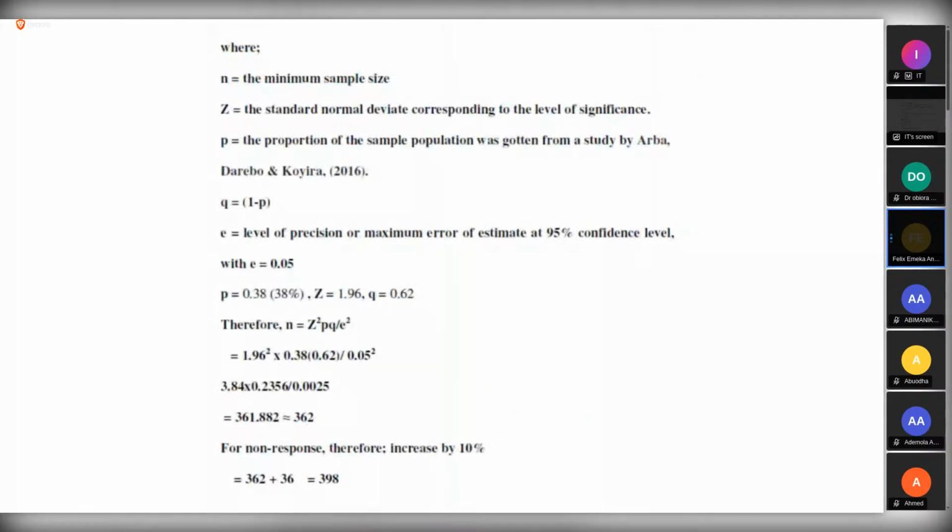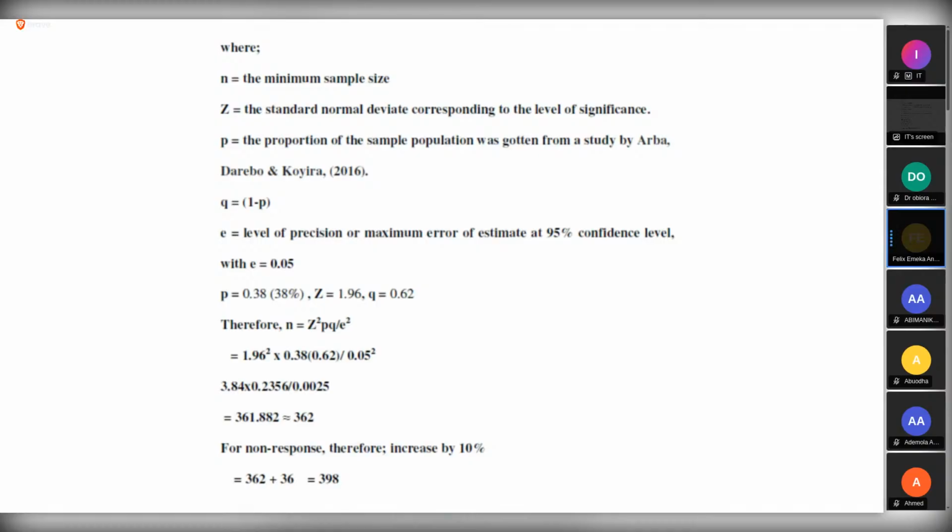If you look at the formula in the next slide, you will see that everything is a constant. The only thing that changed is the P. Our Z is still 1.96. Then for our P, we are now stating where we got it from, the study that I just showed you. Then Q is 1 minus P. The tolerable error is 0.05. So you put everything in the formula, the 0.38, which is the 38%. Once you calculate, you will now get 362.